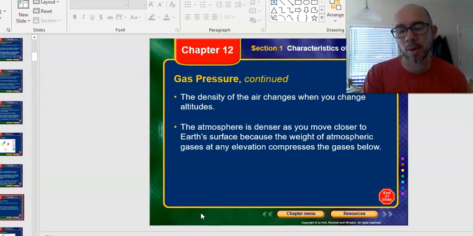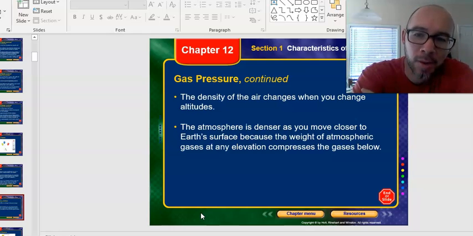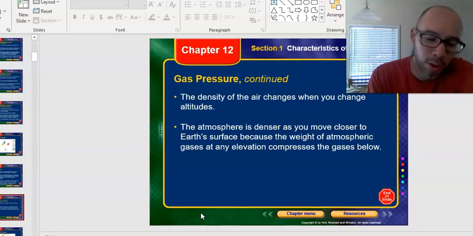That plays into why at high altitude things will boil at a lower temperature. There's just less pressure, which is also why your ears pop when you're changing altitude. The density of air changes with altitude, and the atmosphere is denser closer to the Earth's surface because of the weight of atmospheric gases pushing down on you. Can you feel the pressure? Can you feel it?